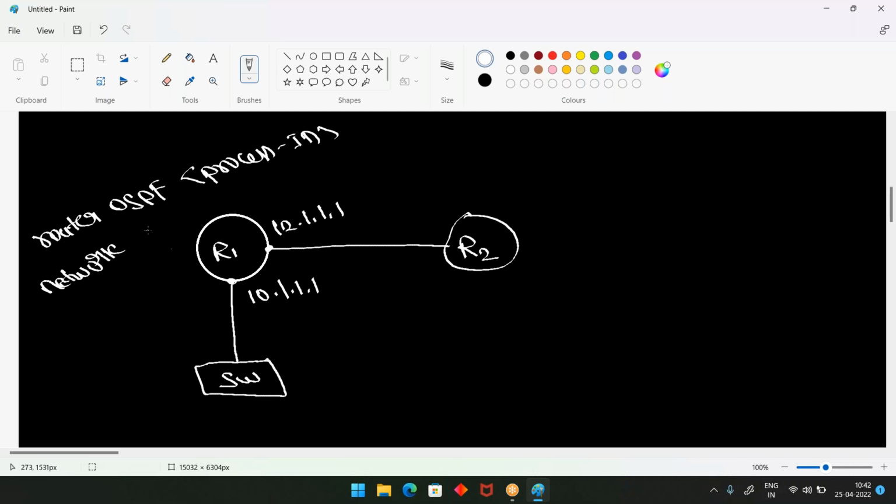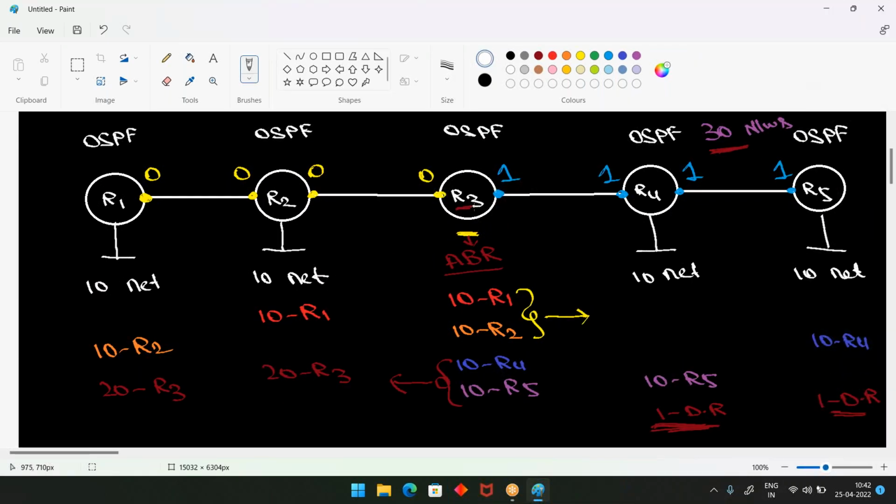Network command, then this network ID, then wildcard bit, suppose like this. Then what we can do here now? We can define the area ID. Suppose area 0, or area 1, or area 2. So I can define area 0 here. Suppose in this R3 router we have a few networks.